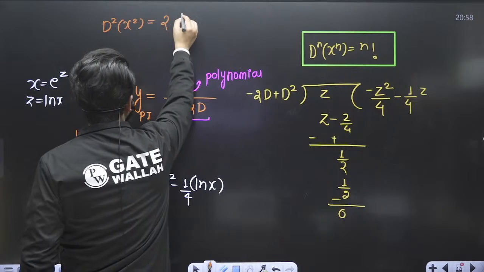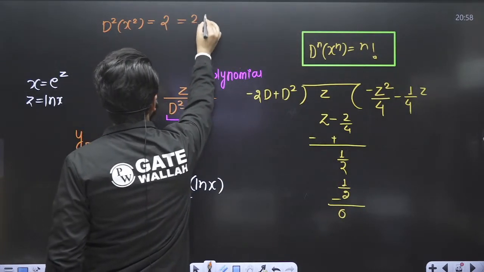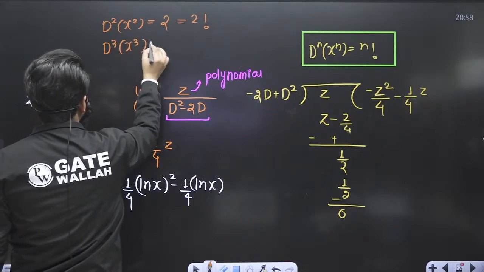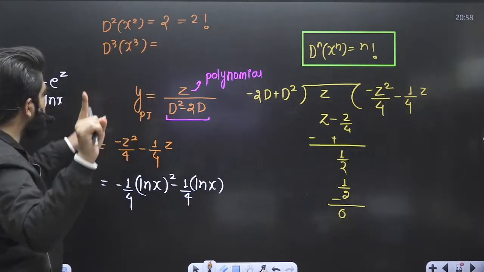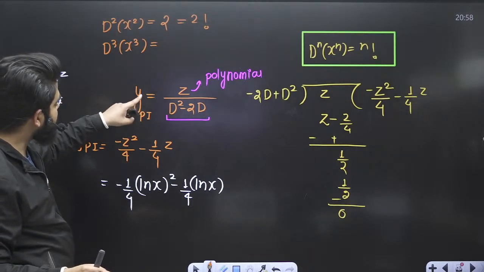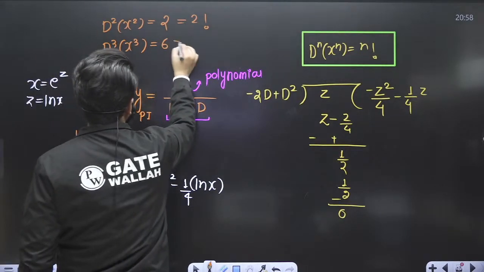So you will be getting it as 2. So I can write it as 2 factorial. Similarly, if I write it like this, d cube x cube, first of all differentiation becomes 3x, then becomes 3x square, then becomes 6x, then becomes 6. So this becomes 6, or maybe 3 factorial.